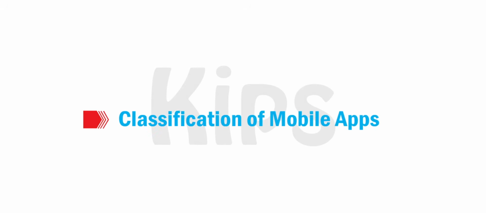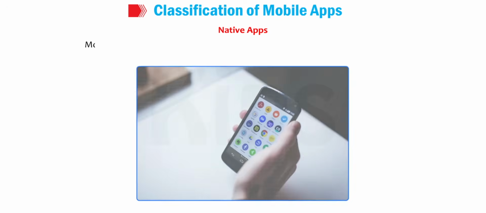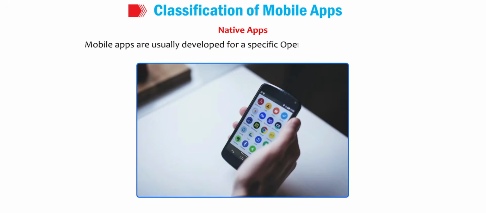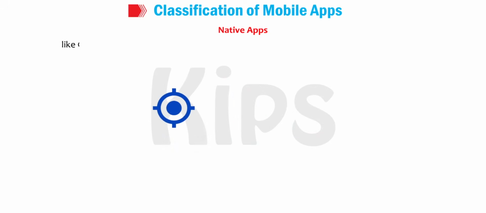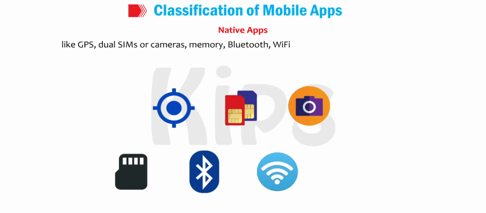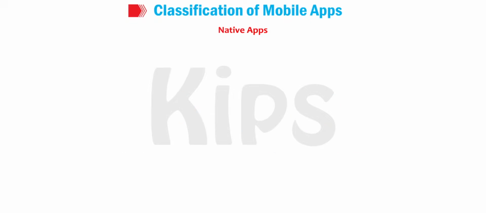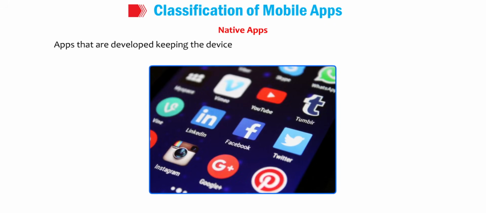Students, let's understand the classification of mobile apps. Mobile apps can be further classified as native apps or hybrid apps. Native apps. Mobile apps are usually developed for a specific operating system and device. This is because each device may have different specifications like GPS, dual SIMs or cameras, memory, Bluetooth, Wi-Fi, wireless fidelity, or NFC, near-field communication. Apps that are developed keeping the device specifications in mind are known as native apps.